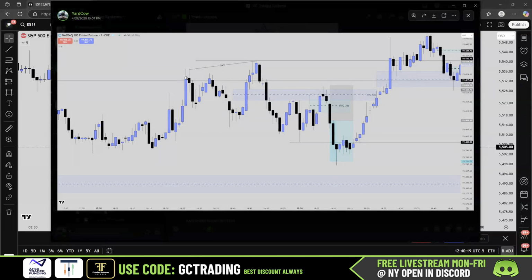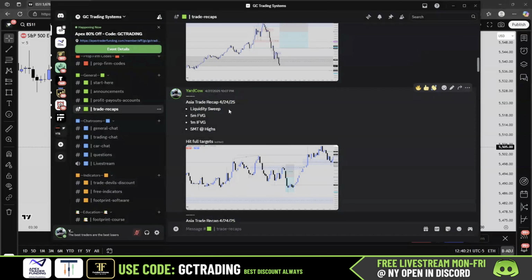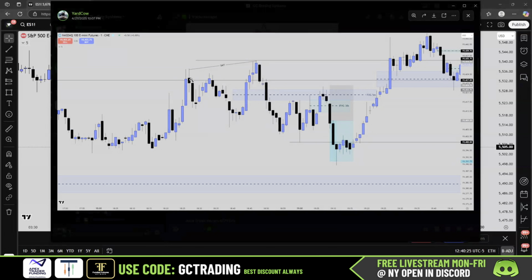So we can see right here, we can see that SMT. So we had a liquidity sweep, 5-minute fair value gap, 1 minute inversion, and then SMT at these highs. So you can see that SMT right there. And then we did not get that pullback until here, right? So that's fine in my opinion, right? It's just a little bit more confirmation. Again, I don't need SMT with my trade. It just kind of gives me a little bit more confidence to take that trade.